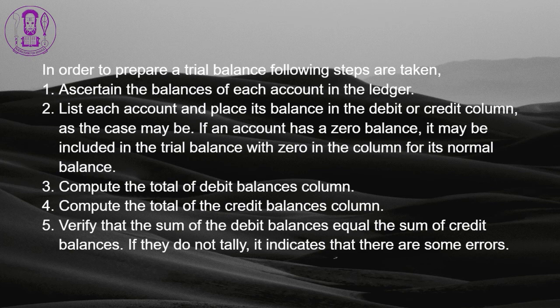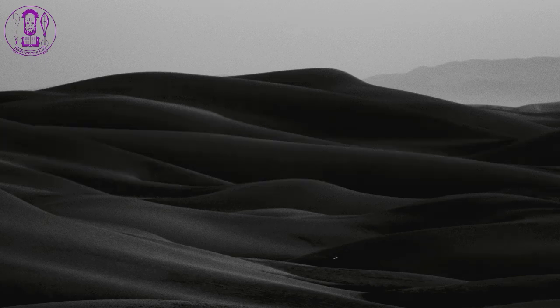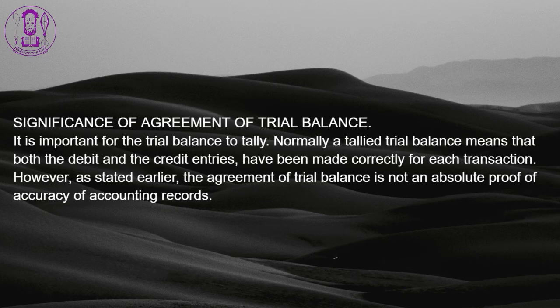Structure and component of a trial balance. The trial balance is divided into two sides, which are the debit and the credit sides. The debit side shows a list of assets, expenses, and drawings, while the credit side shows a list of capital, liabilities, income, and provisions. Significance of agreement of trial balance.